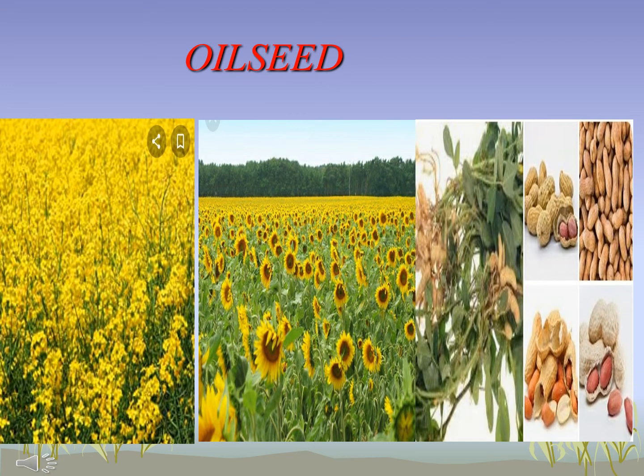The next cash crop is oilseed. Oilseed includes mustard, sunflower, groundnut, linseed, sesame and sunflower. Now students, they are grown in different parts of the country. The oil extracted from them is called vegetable oil, that is used for cooking in our daily life.